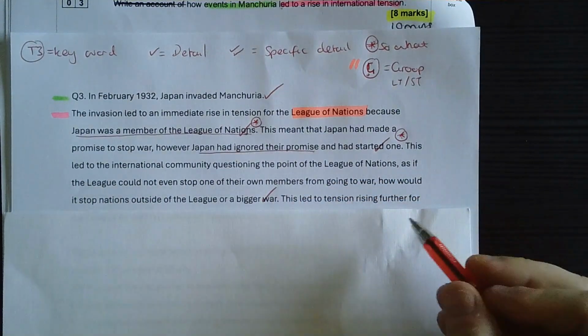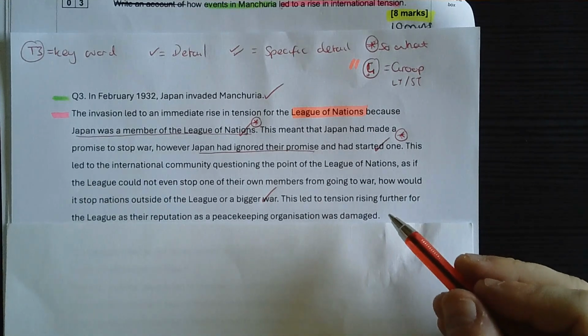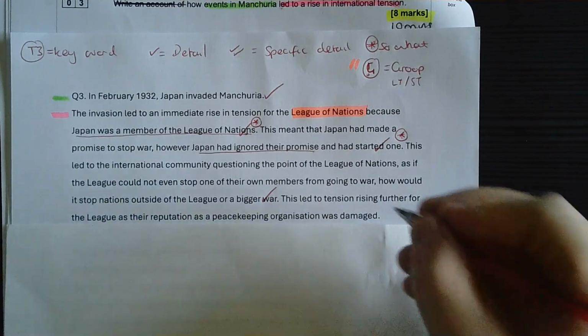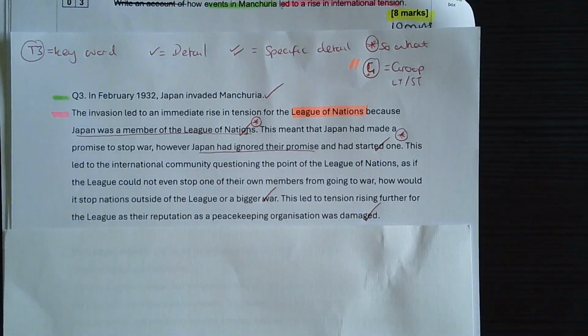How does this lead to tension rising? So this led to tension rising further for the League as their reputation as a peacekeeping organisation was damaged. So that right there, if you did it once, would get you 4 out of 8 because it's only one paragraph. If you did it twice, it would get you 8 out of 8.